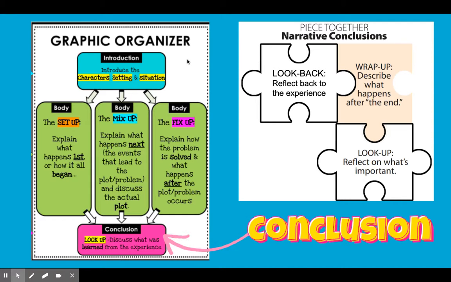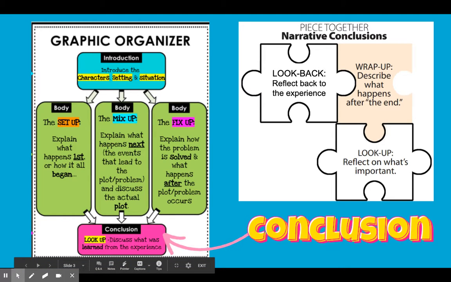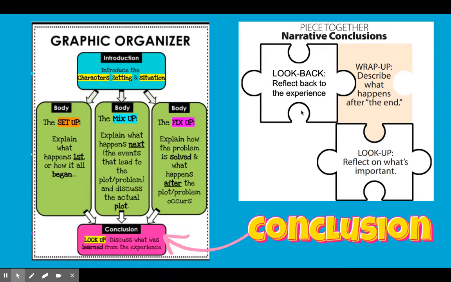So when we look back at our graphic organizer, what's included in our narrative essay, we have our three paragraphs: introduction, body, and then conclusion. Now we're going to be focusing just on this conclusion paragraph. And in your conclusion paragraph, we want to make sure that we do three things. So when I look at the puzzle pieces over here, I like to use puzzle pieces because they kind of fit together. And just like they would kind of go in any order, these three things that we have to include in your narrative conclusion can go in any order as well. But here are the three things that we need.